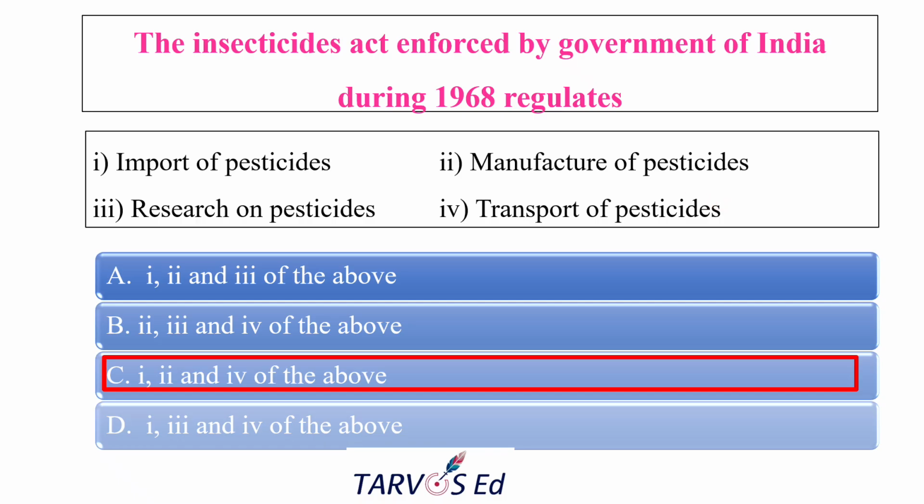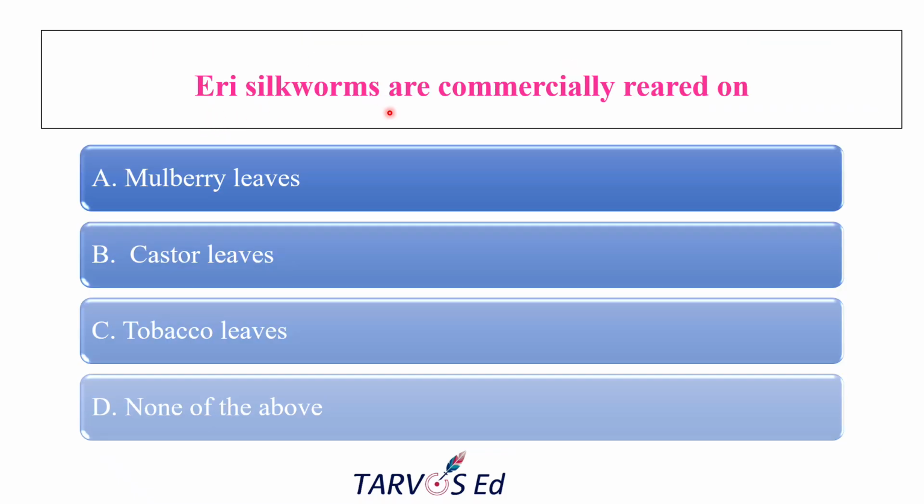The next question is, eri silkworms are commercially reared on what? You might have heard about this eri silkworm. There are different silkworms: mulberry silkworms, tropical silkworms, tasar silkworms, muga silkworms, and so on. In the Indian condition, we mainly give preference to the mulberry silkworm, right? So here the question is asked about the eri silkworm.